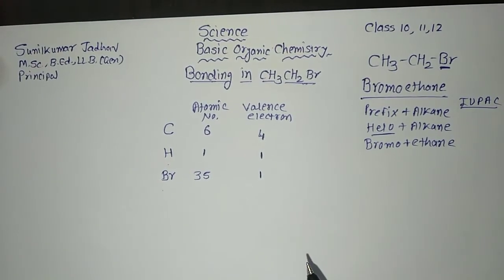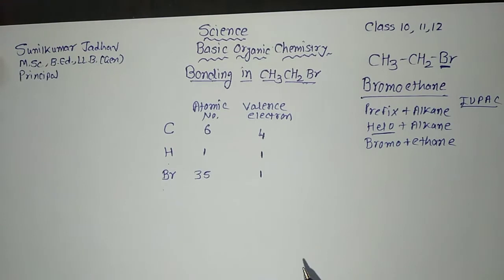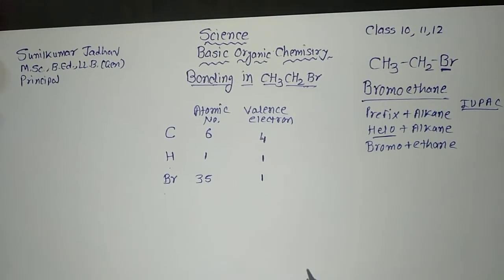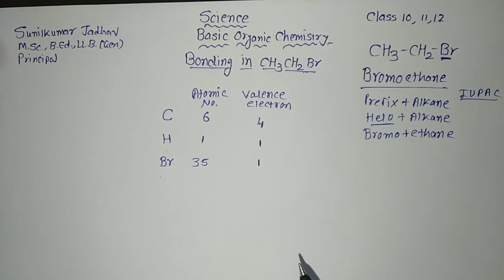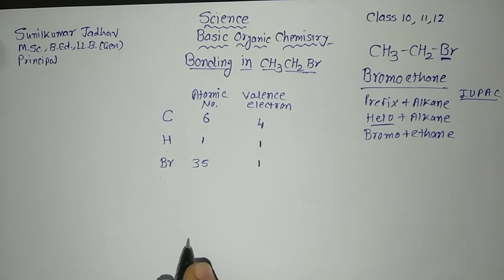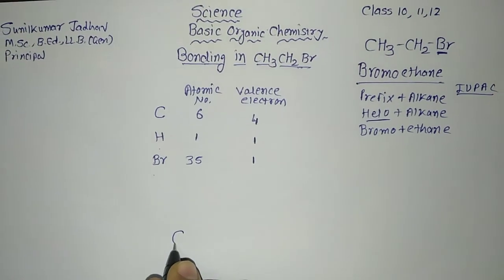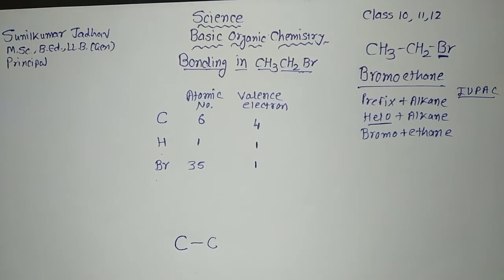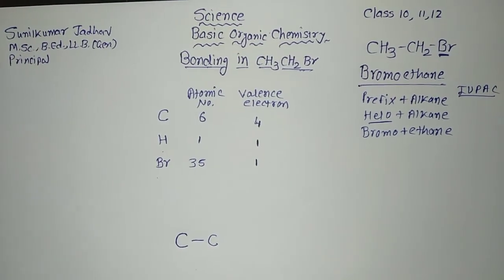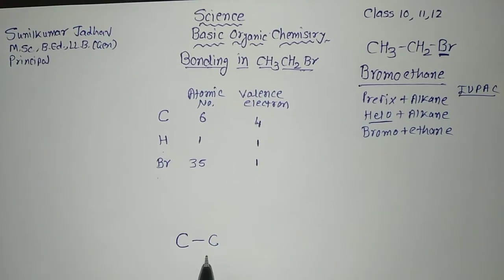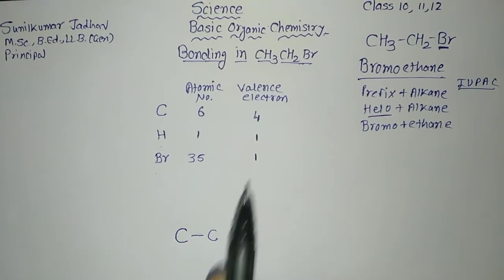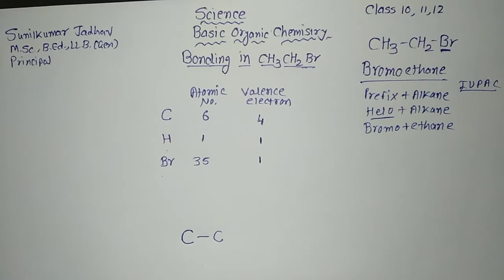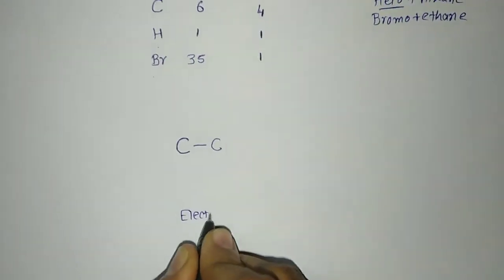Now let us write the compound. How does the bond formation, or we can say covalent bond, form in this compound? So let us see. First of all we'll write the skeletal structure, that is 2 carbons are there, carbon, carbon, because it is ethane, 2 carbons are there, and we know the valency of carbon is 4. So you know, I am writing the electron dot structure here.